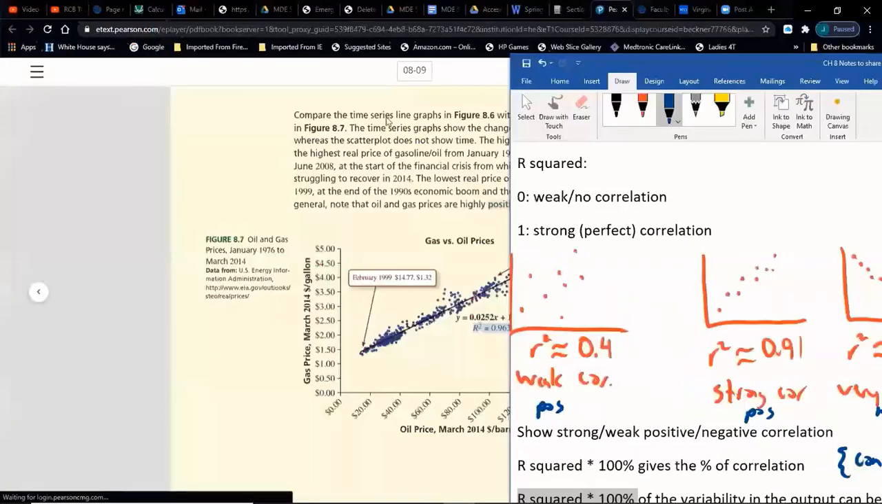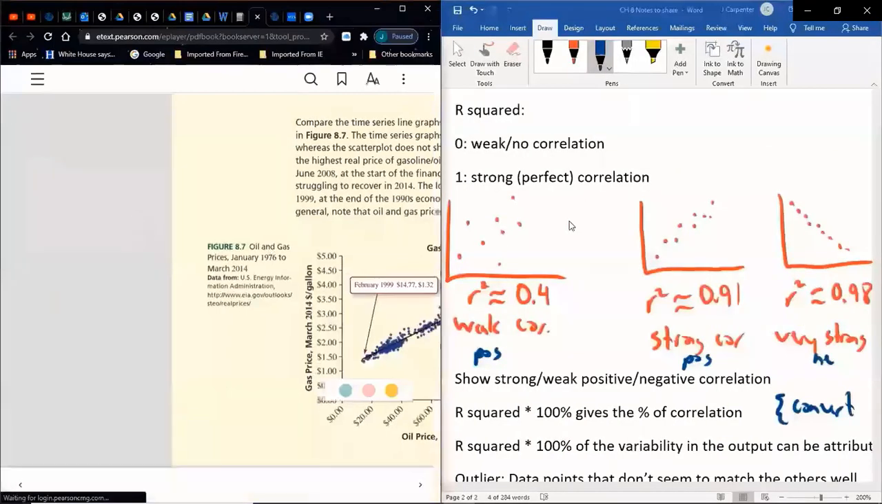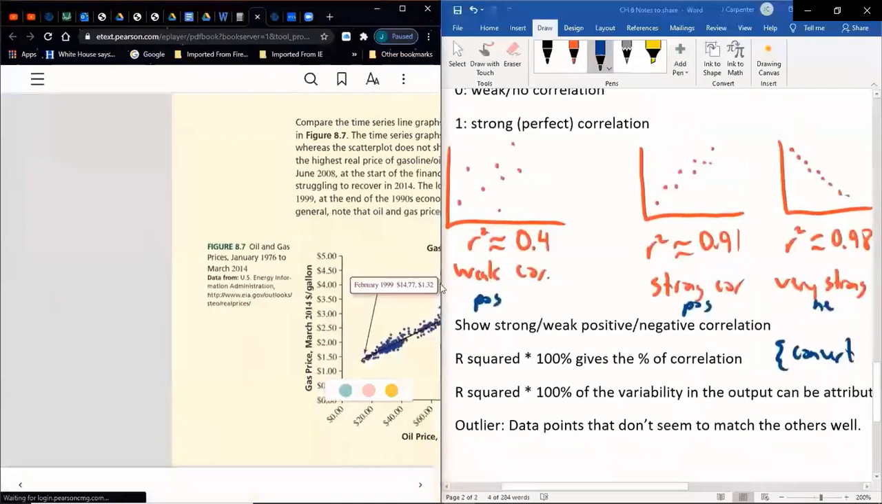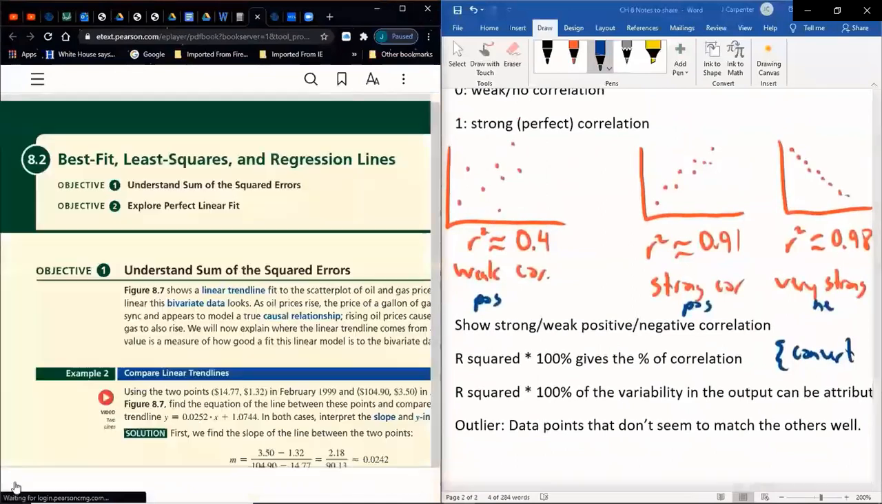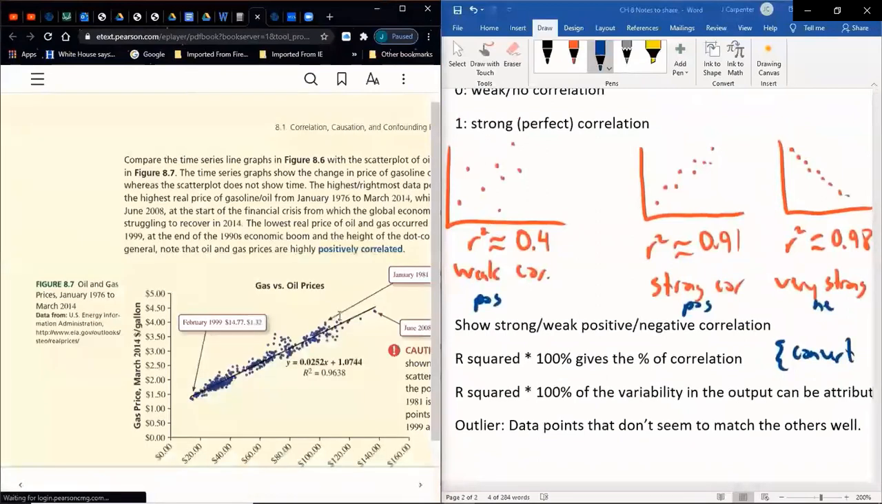Can I do this? That didn't work. Oh, no, not that, darn it, hit the wrong thing.